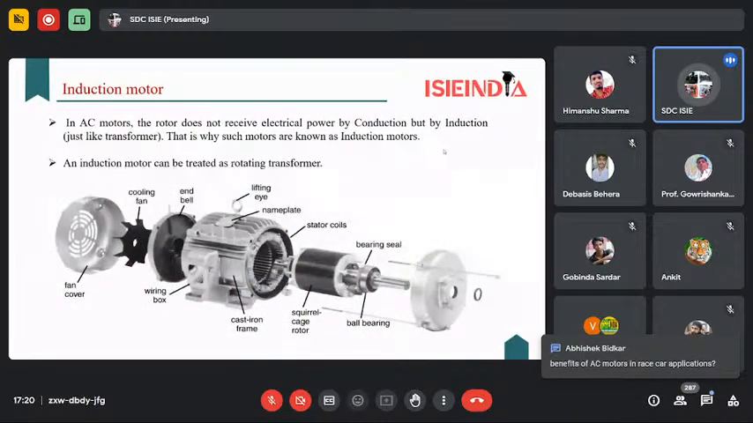So we will move toward the induction motor. From its name, it is called an induction process, where we provide power supply to the stator part. We are not providing power supply to the rotor part. Basically we have a squirrel cage where the conductor bars are wound, according to the magnetic field created on them.